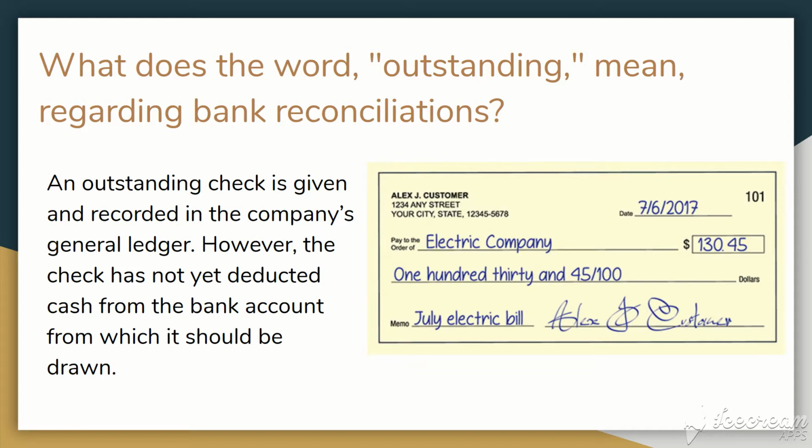When talking about outstanding items, when you're making a bank reconciliation, it basically tends to define an outstanding check. An outstanding check is given and recorded in a company's general ledger. However, the check has not yet deducted cash from the bank account from which it is supposed to be drawn. This is because it has been given out, but the drawee has yet to cash the check.